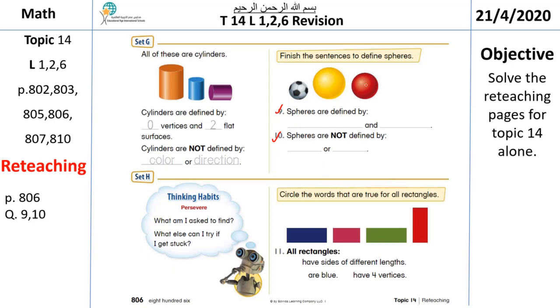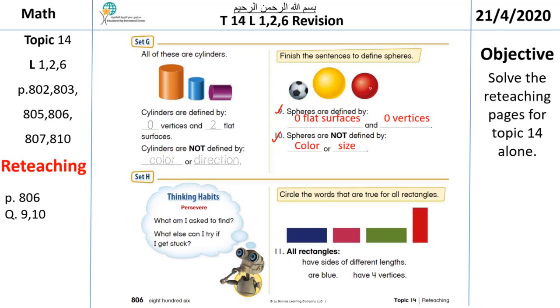You should be able to say. So here they chose color and direction. Here you can choose two different things. Color is one of them, and the other one is also something else. Look at how big and how small. And these should be your answers. Zero flat surfaces, zero vertices, and color and size are the ones that are not defining.